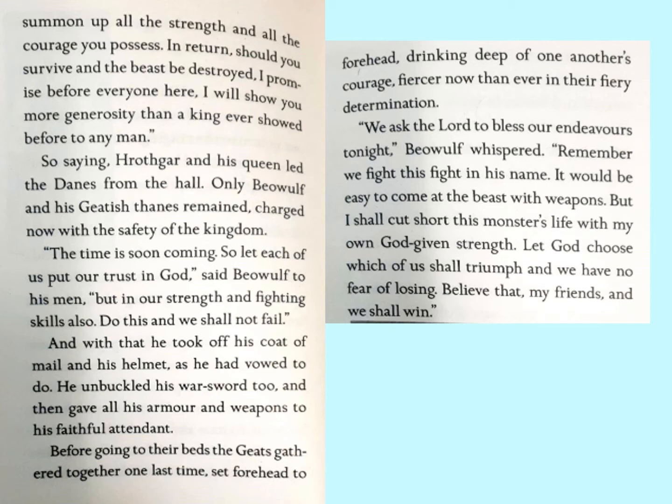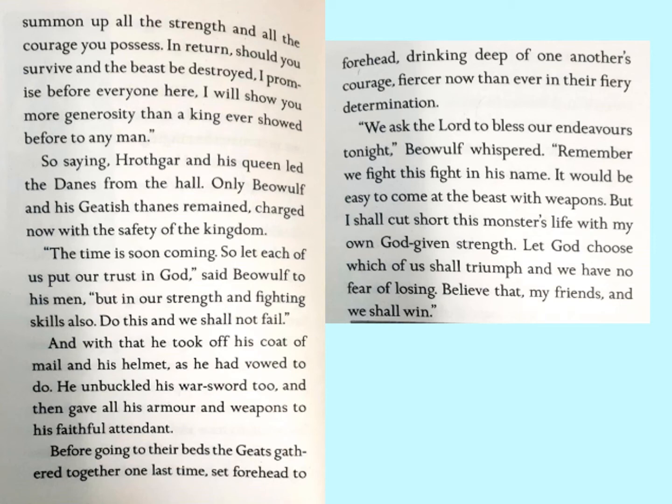And with that he took off his coat of mail and his helmet, as he had vowed to do. He unbuckled his war sword too, and then gave all his armour and weapons to his faithful attendant. Before going to their beds, the Geats gathered together one last time, set forehead to forehead, drinking deep of one another's courage, fiercer now than ever in their fiery determination.